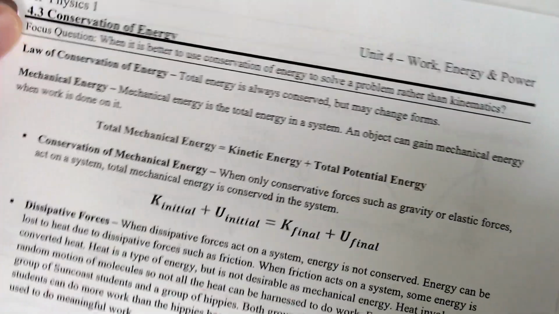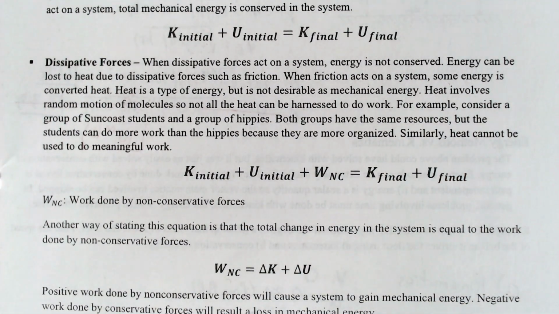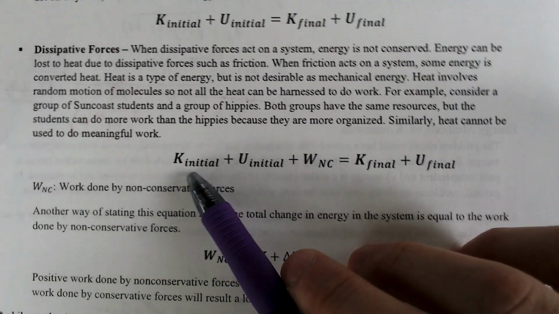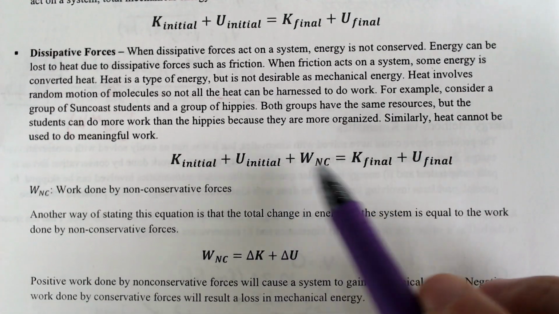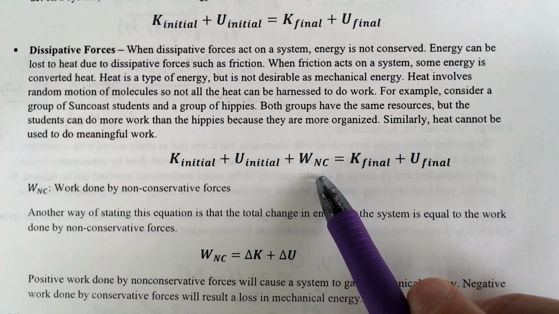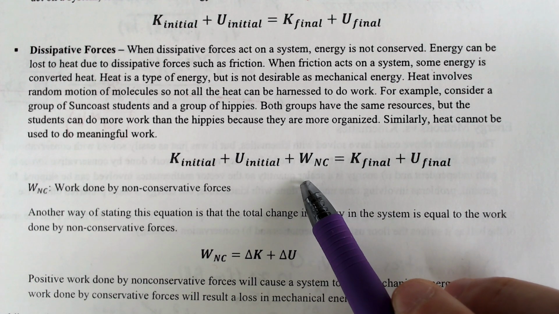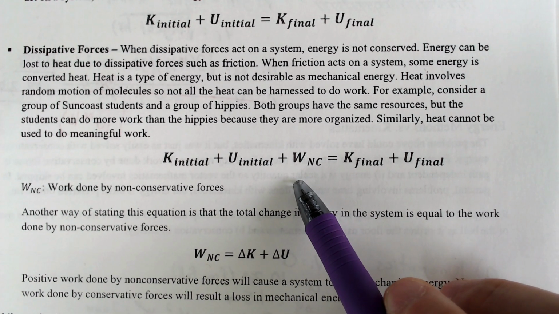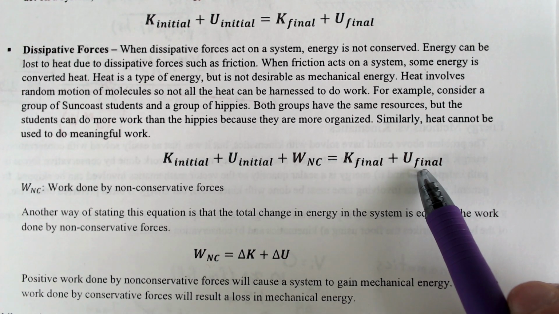And if there are some non-conservative forces like friction, then when you take your initial potential and kinetic, and combine that with the negative work of friction of some kind, because friction is always going to be acting against the actual work done, then you will get your K final and your U final put together.